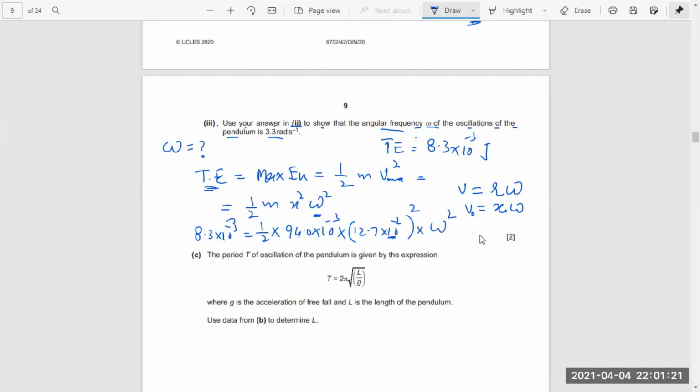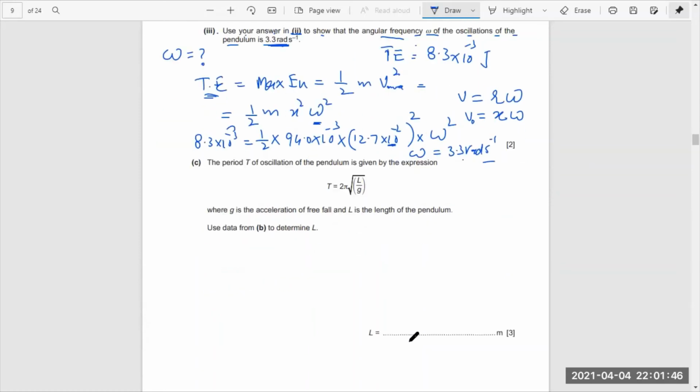So making the subject and getting the value of the omega, we can easily get the value of the omega out of it. And omega would be very clearly from here exactly equal to 3.3 radians per second. Finally, omega is 3.3 radians per second, because the answer was already given to us. So we have to directly prove it, and we have proved it.